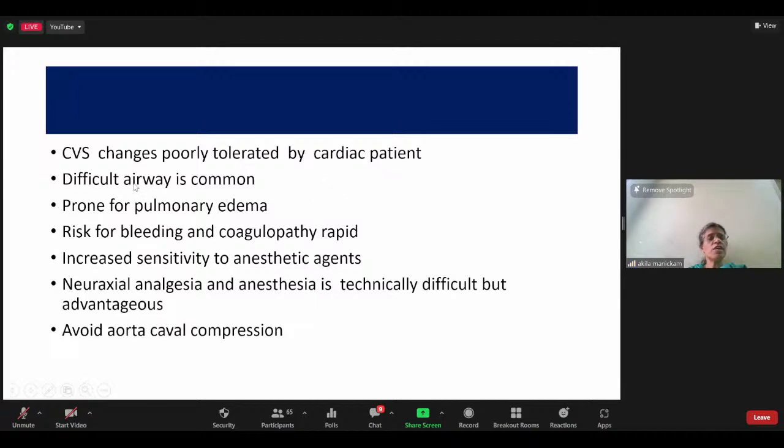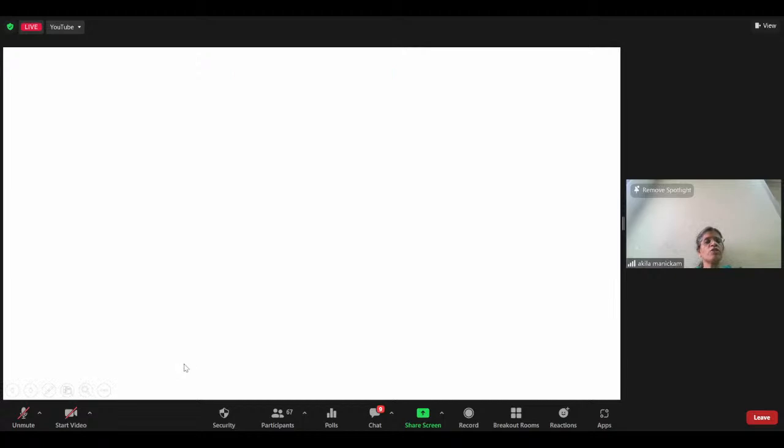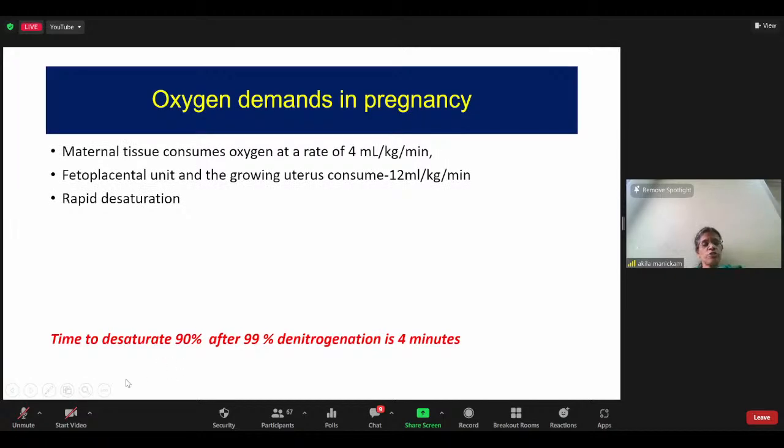The incidence of difficult airway is very common in any pregnant patient for all the respiratory changes which I told you, and they are prone to pulmonary edema. Risk for bleeding and coagulopathy is rapid. They have increased sensitivity to anesthetic agents, and neuraxial analgesia and anesthesia is technically difficult, but it is the most advantageous and the ideal thing to do in any pregnant patient, even when they have cardiac disease. And avoid aortocaval compression at all times. Thank you very much.